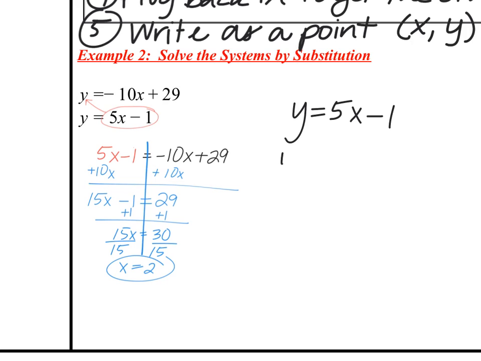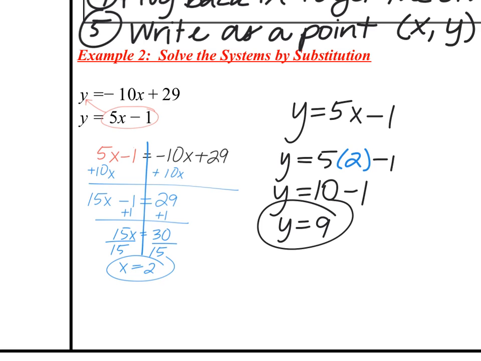2. So y equals 5, but not x, 2, minus 1. And 5 times 2 is 10. And 10 minus 1 is 9. You have x, you have y. Write your answer as a point. 2, 9. Because you could graph these two things, and remember we've talked about the last 2 days, the solution is where they intersect. So if you graph these two lines, 2, 9 is where the lines will cross. That's your final answer. Make sure you write it as a point.